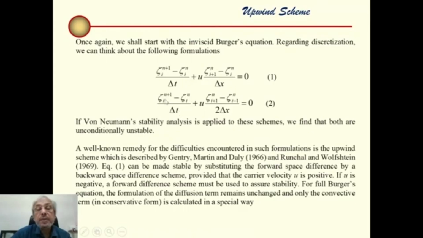zeta at ith location n plus 1 minus zeta at ith location n divided by delta t plus u times zeta i plus 1 at n minus zeta i minus 1 at n divided by twice delta x. Now this is called again non-conservative form, central difference.